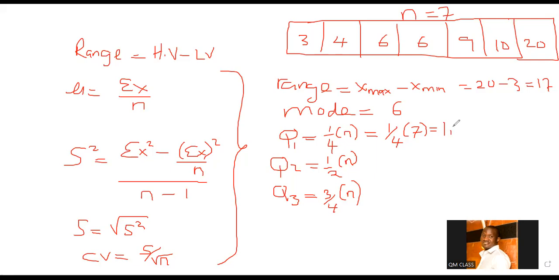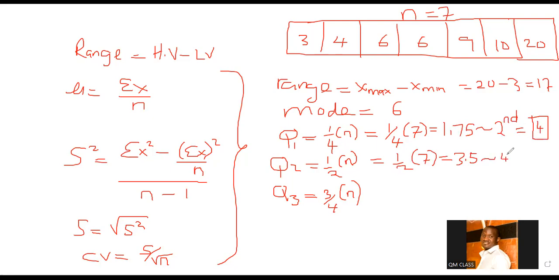So 1.75. So each time you have a point, you round up. So this is the second figure, the second value or the second position. What is our second position here? 4. That is our first quartile. Our second quartile is half of what? 7. Whenever we're at this decimal point, we round up. Whether it was 3.2 or 3.1 or 3.9, as long as there's a decimal point, we round up.